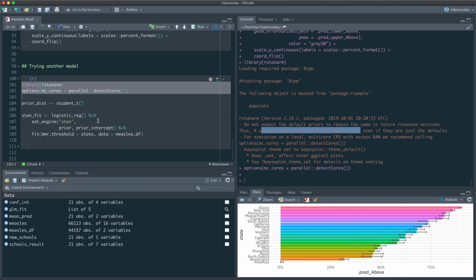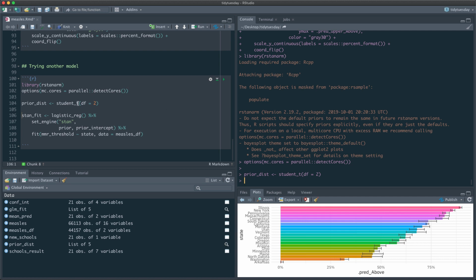See, it says you need to specify your priors explicitly, even if you're using the defaults. So let's use student t, and I think, how wide should it be? Like df 1 would be the widest. Let's try 2. Seems good. Okay, so then we put this in here. Prior equals prior dist, prior intercept equals prior dist, like this. Okay, so this may take a moment to fit.